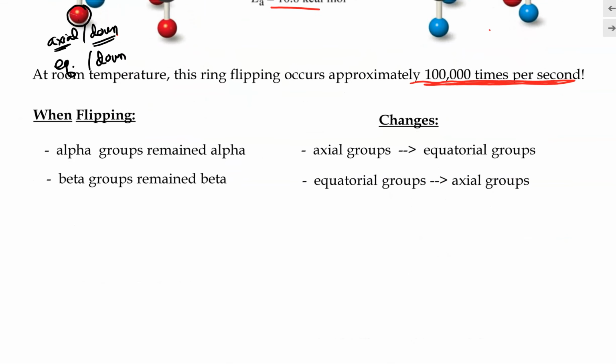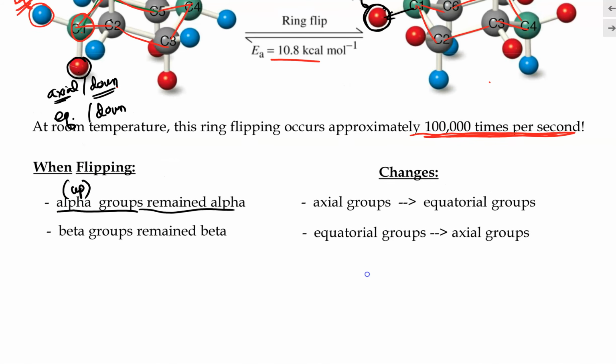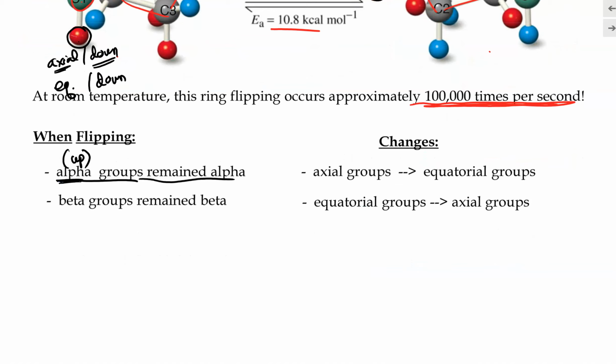To summarize what happens when the ring flips: the alpha groups remain alpha. Alpha refers to all of the groups pointing up on the top part of the ring. If they were on top of the ring, they remain on top of the ring. The only thing that changes is that axial changes to equatorial, and equatorial changes into axial. The beta groups will also remain beta. Beta is another term for pointing down, on the bottom of the ring.